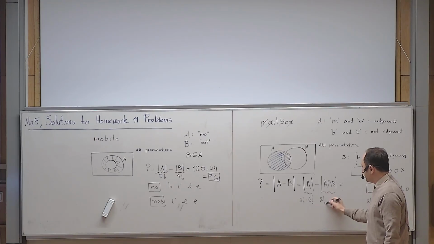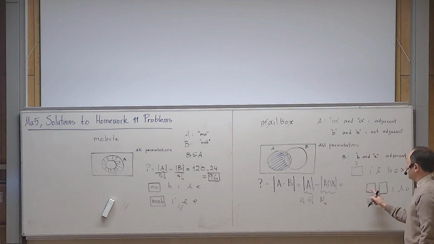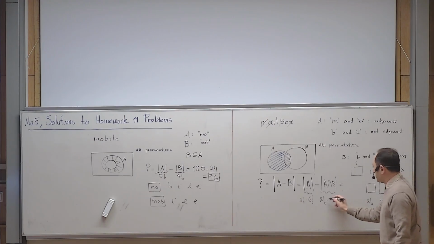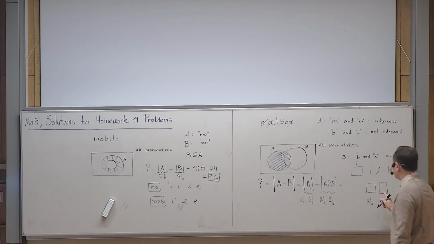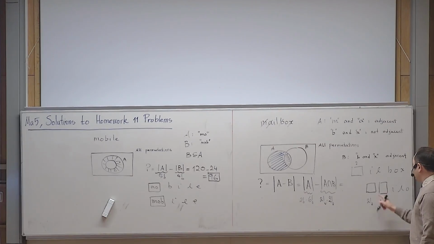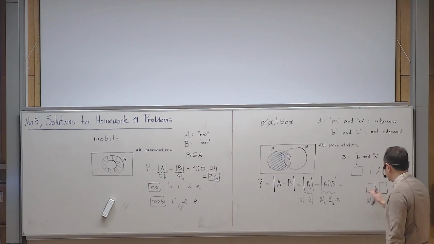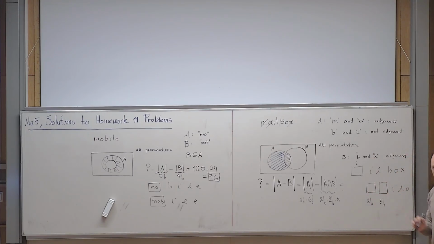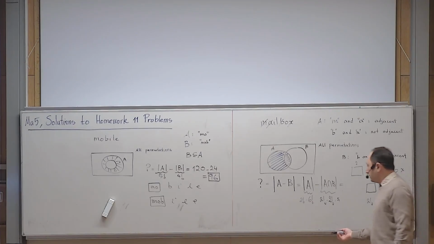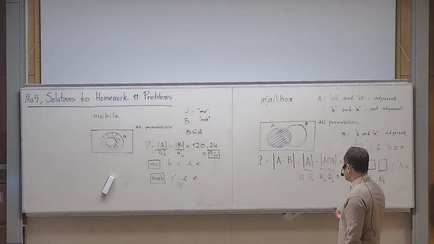A 2 factorial because of the arrangement of M and A. Another 2 factorial because of the arrangement of B and X. And then 5 factorial because of the arrangement of these 2 boxes and the other letters among each other. So hopefully you understand that this should be the answer to the problem.